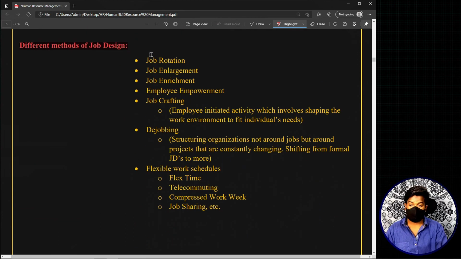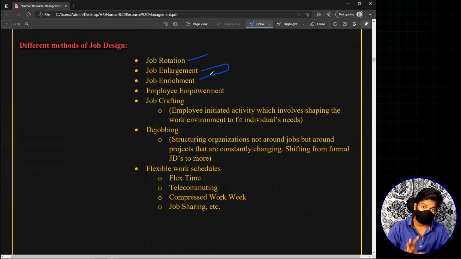We will be having these methods of job design. The first one is job rotation, then we have job enlargement, and job enrichment. Keep this in mind: job enlargement and job enrichment are the most confusing ones. Most people get confused. Now you also have employee empowerment, job crafting, dejobbing, and flex work schedules. We will look at each and everything along with examples.